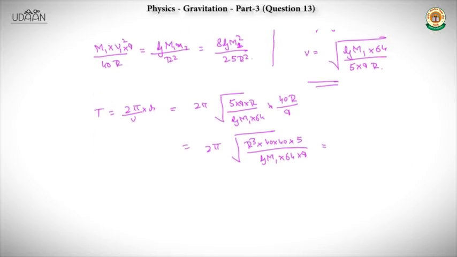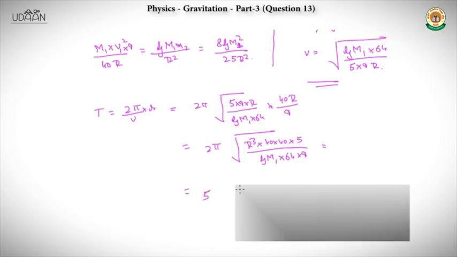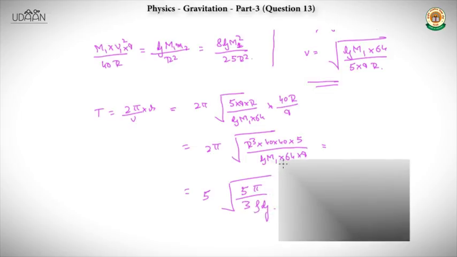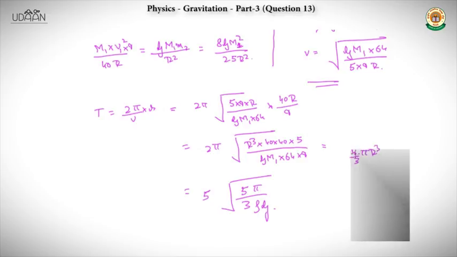So I'll just write down the final answer. It will come out to be 5 into 5 pi upon 3 rho into capital G. We'll write a small m as 4 upon 3 pi r cube. So r will get cancelled off, and then this 3 will go on the top, and you'll get this answer. Like this will get cancelled off. You'll have to solve it on your own. So this is the time period that we have.